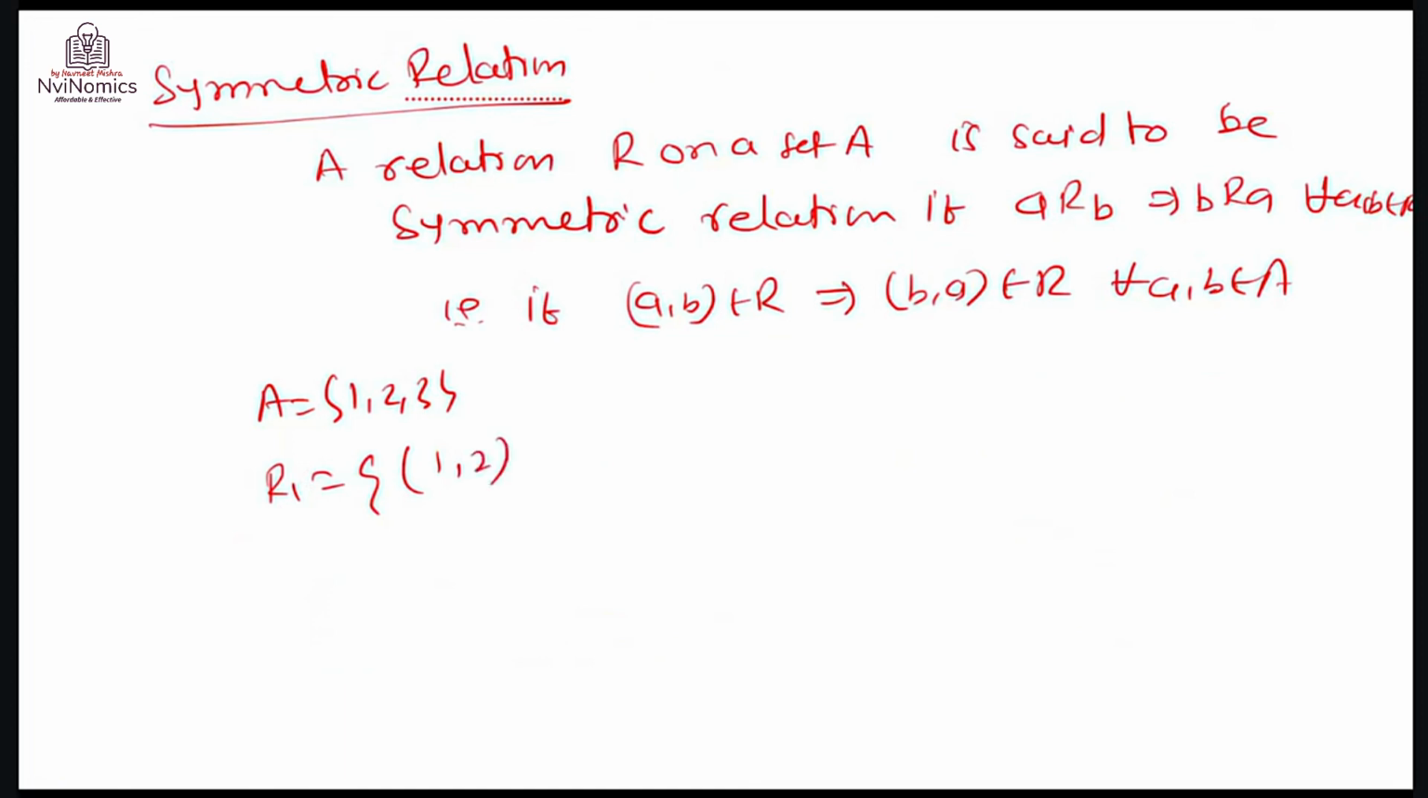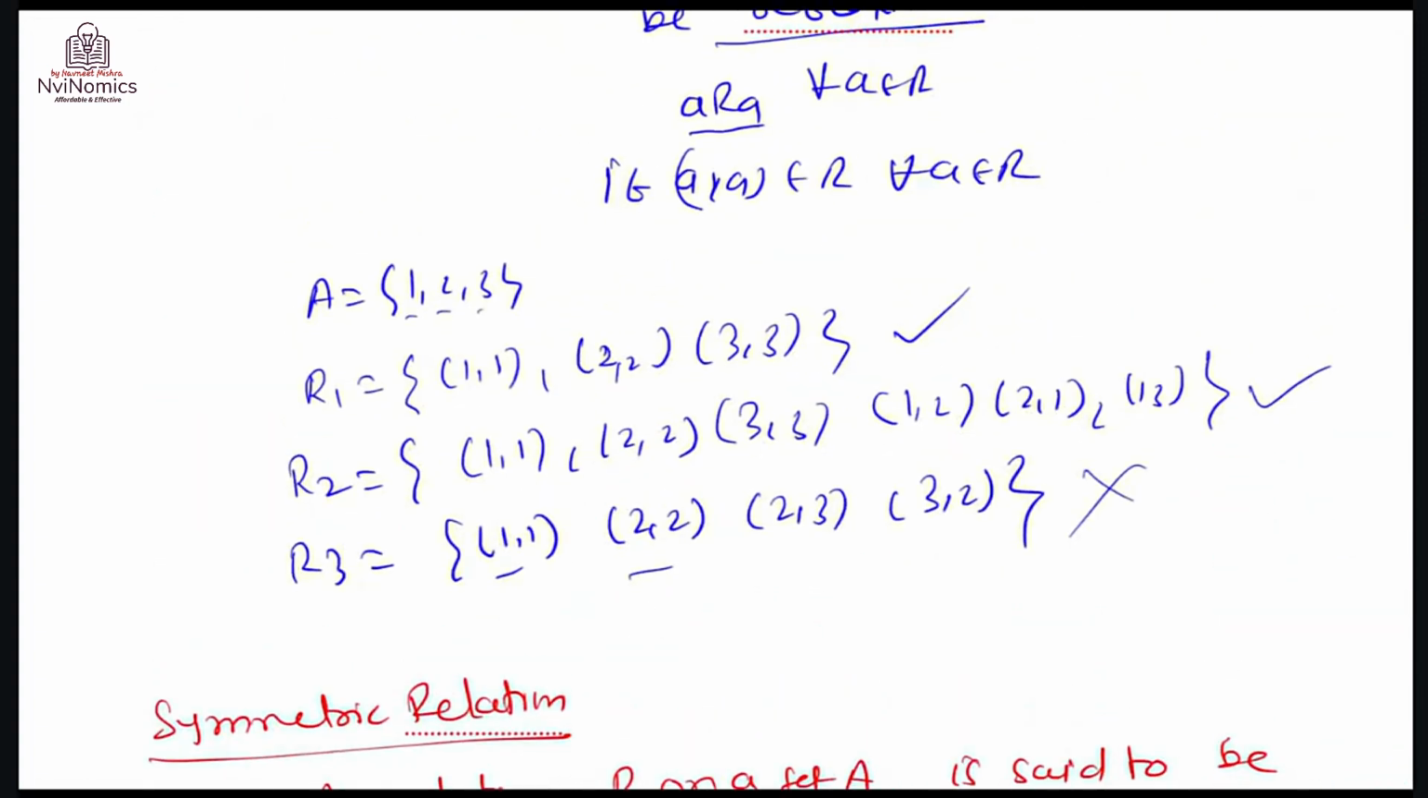Okay, 1 is related to 2. It means 2 should be related to 1. So can you tell me whether this relation is going to be symmetric or not? देखो इसमें क्या देखना है, जैसे उसमें क्या देख रहे थे कि हर एक जो यहाँ पे 1 2 3 था. So what we are doing, we are taking all its elements.